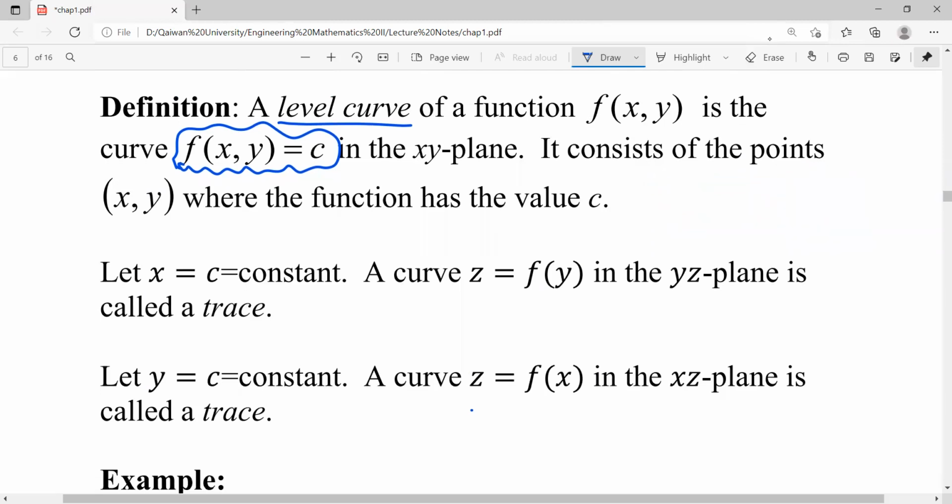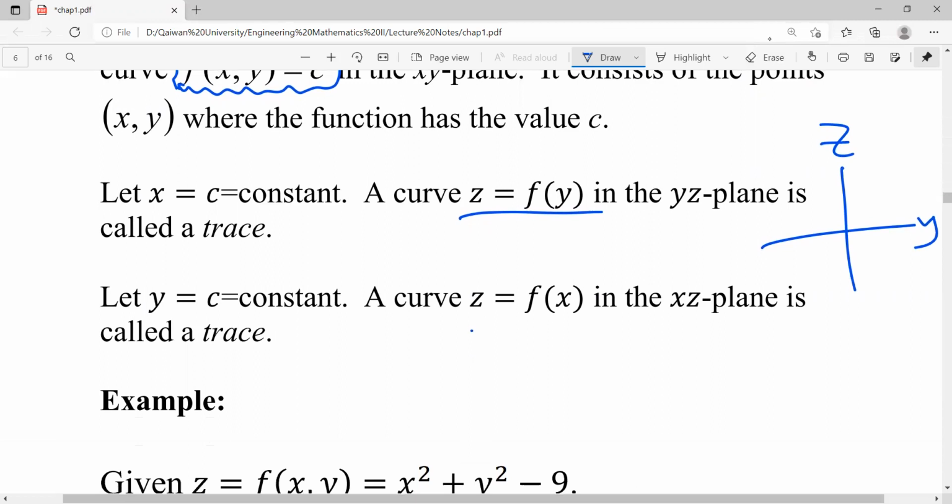It's on the xy plane. If z is a constant, we get a graph on the xy plane. But if we replace x by a constant, we get a graph on the yz plane. We name the horizontal one y and the vertical one z. And if we replace y by c, that means we have z equals f of x. Here we have the graph on the xz plane.